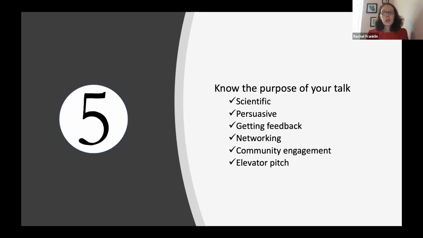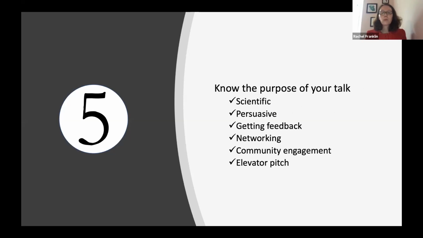Right? Know what the purpose of your talk is. Are you trying to persuade people about your findings? Is this more of a scientific or academic audience, in which case there will be a culture to how research is typically presented, and it helps to fit into that culture.